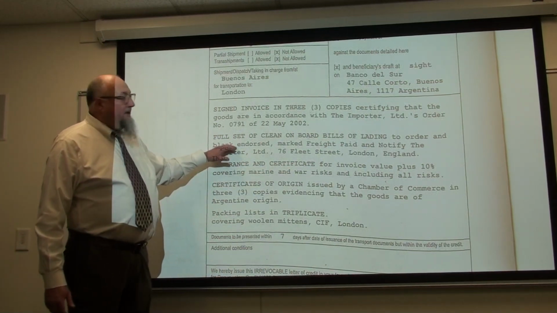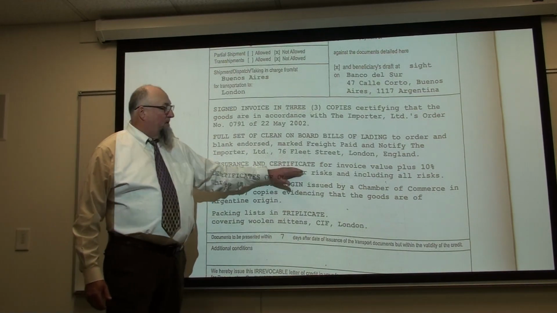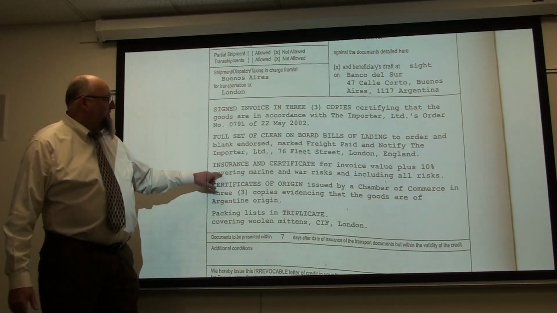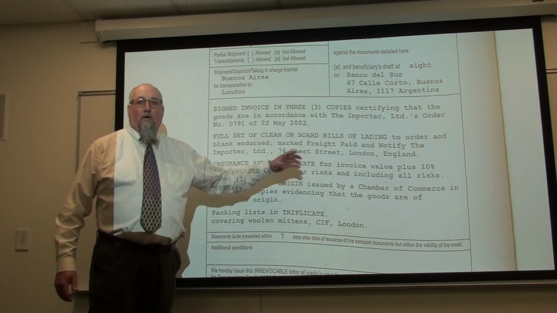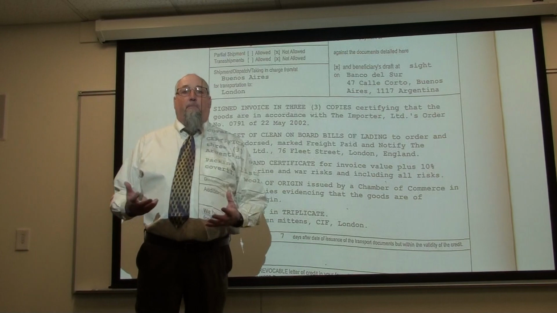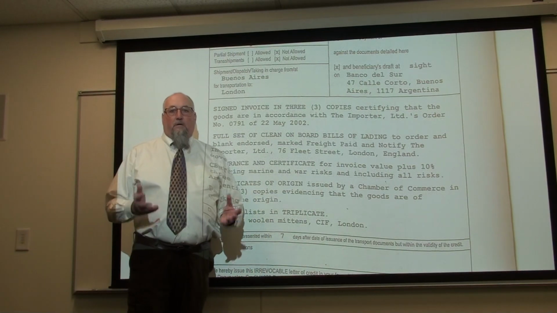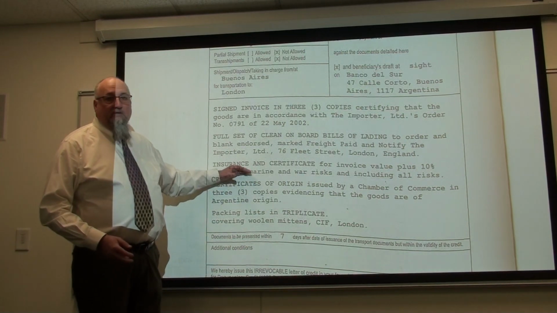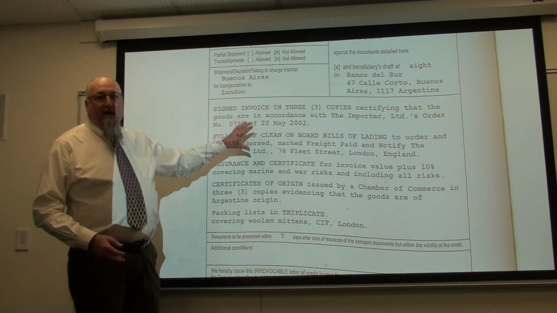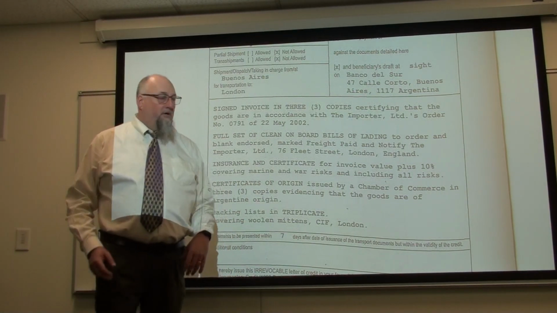So bills of lading, invoices, insurance and certificate, plus 10% for marine and war risks. That's cargo insurance. So you would get from the insurance company what's called the declaration page, and that is a document that the insurance company will issue to verify that there is insurance that will cover damage or destruction to those goods while they're being transported. It's cargo insurance.